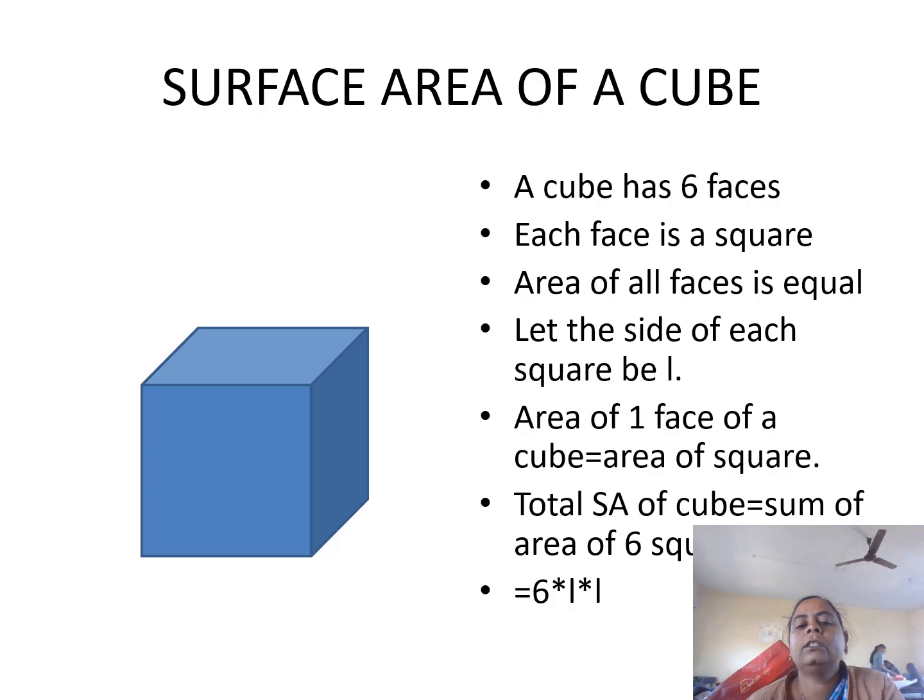Now consider the side of each square is L. Area of one face of a cube is equal to area of a square, isn't it? Why square? Because the faces of the cube are square in shape. Now the total surface area of the cube will be the sum of the area of 6 squares. So that is equal to 6 into L square.